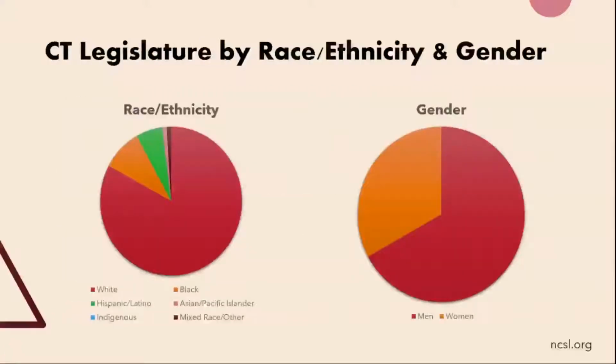In light of this, I want to provide you all with a visual makeup of the Connecticut legislature based on race, ethnicity, and gender. This data is from the National Conference of State Legislatures from the year of 2020. So 82% of legislators are white, 9% are Black, 6% are Hispanic or Latino, 1% are Asian or Pacific Islander, 0% are Indigenous, and 1% are multiracial or other.